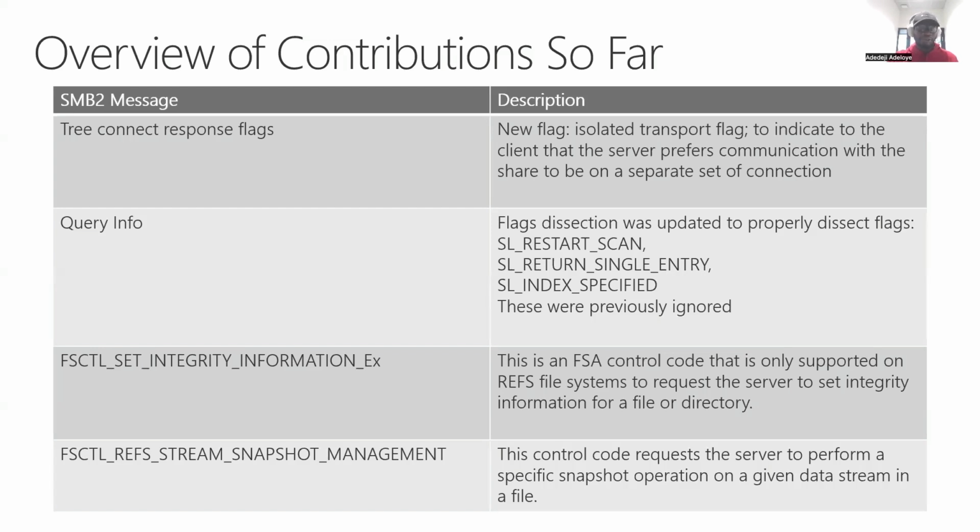The first on the list is the tree connect response flags. Isolated transport flag was added to the protocol document, and this was being ignored in Wireshark. That's available in Wireshark as of today. Query info also adds some flags: SL restart scan, SL return single entry, SL index specified. Those flags were previously not being dissected, right? And they have been added as of today.